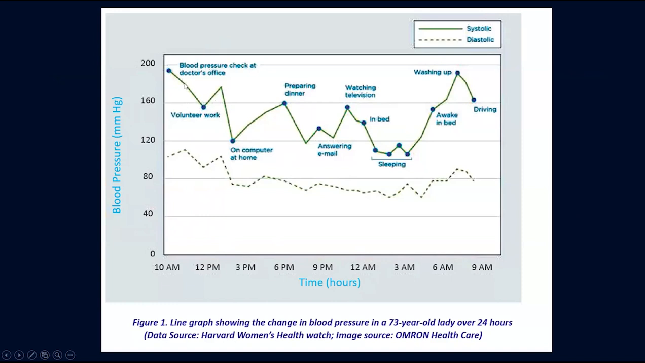These are two times blood pressure check at doctor's office, and then blood pressure varies depending upon the activity of the lady over 24 hours. And everything is labeled, and the legend is given: continuous line shows the systolic blood pressure, broken line shows the diastolic blood pressure. So this is an example of a good line graph.